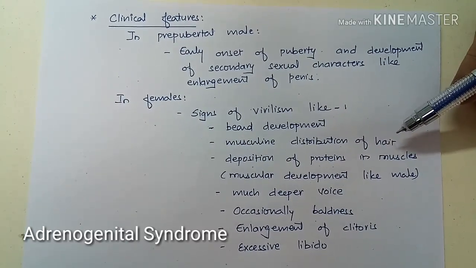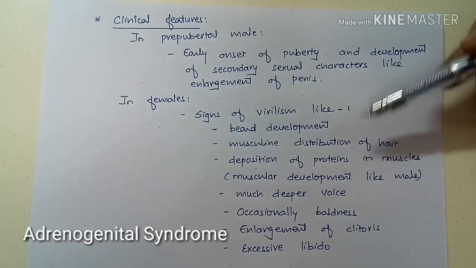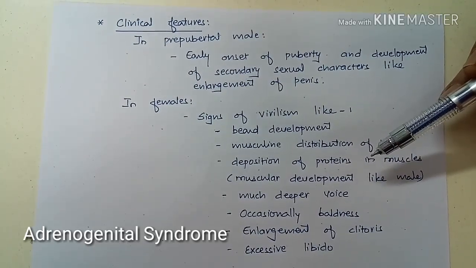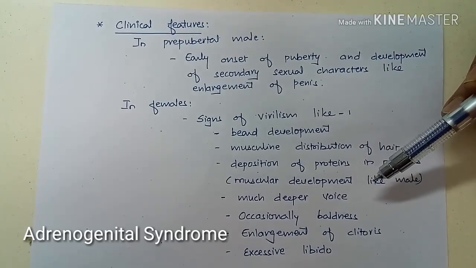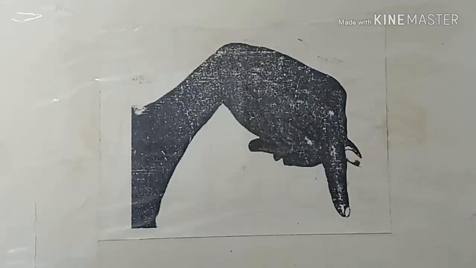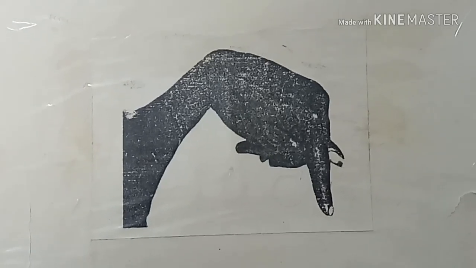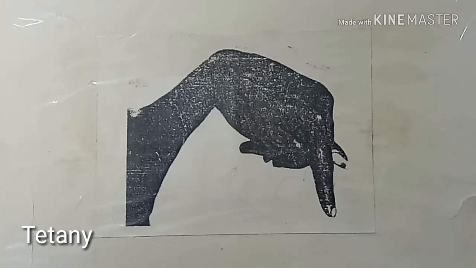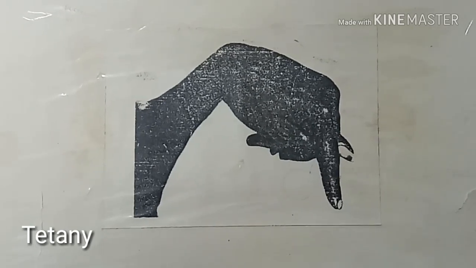deposition of proteins in the muscle that results in muscular development like male, much deeper voice and occasionally baldness if genetic background is there. There is also enlargement of clitoris, and excessive libido. Now, disorders of parathyroid gland. Tetany. It refers to a clinical condition resulting from increased neuromuscular excitability. Causes of tetany. They are hypocalcemia.